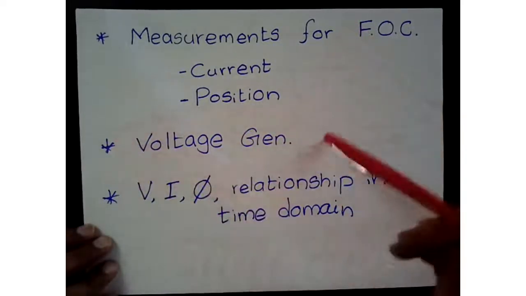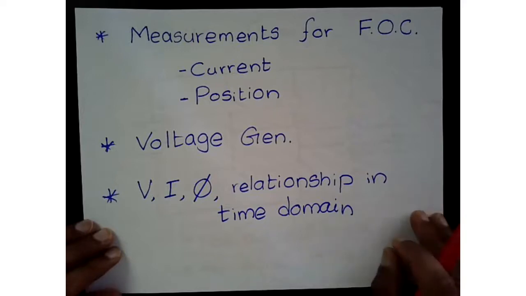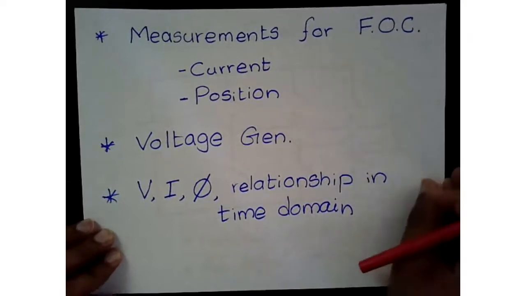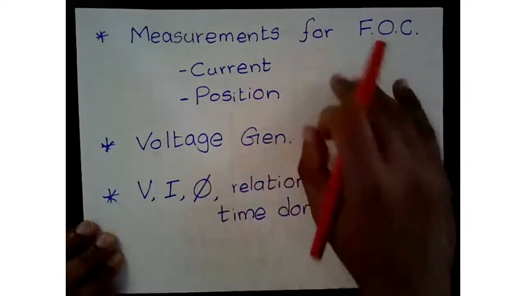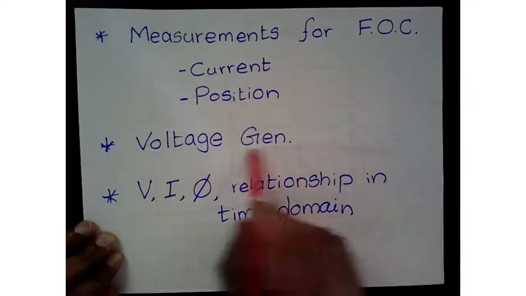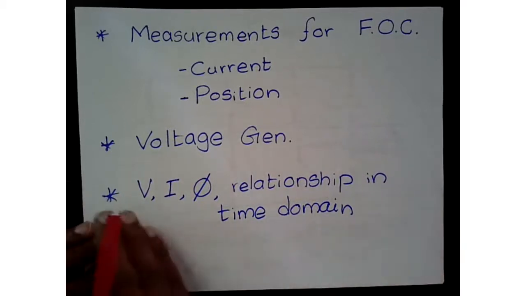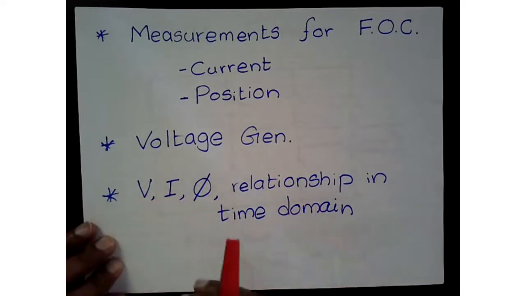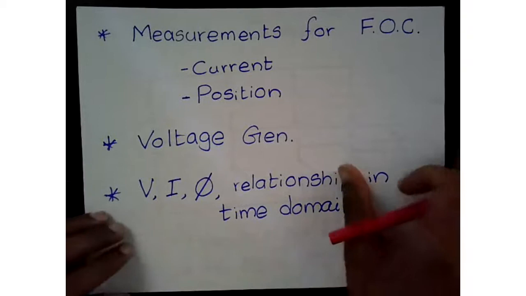So we'll start with voltage generation. This could pan out into a couple of different lectures depending on the level of detail we have to go into, so just keep an eye out for what shows up on the channel or the playlist. Once we are done with all that, we will take a final look at the time domain relationship of the current, the voltage, the flux, and also our position measurement, and how all of that aligns in the time domain.